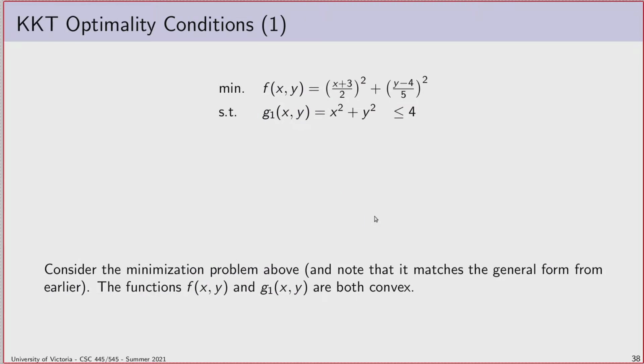So here's an example of that. I have this constrained optimization problem where it's over functions on two variables, and both my objective function f and the single constraint that I have, g1, are convex functions. So that means that I will be able to employ these KKT conditions.